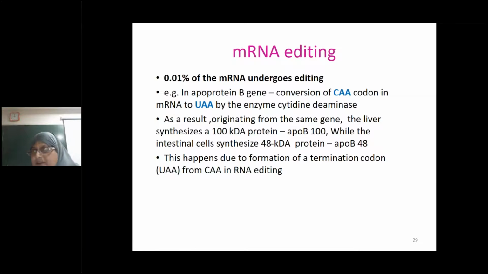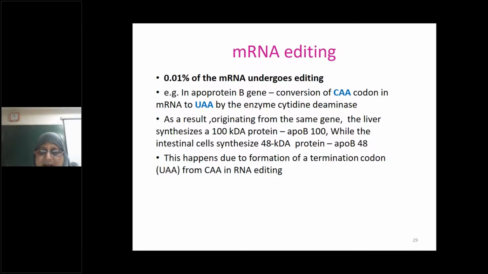Now, messenger RNA is also said to undergo editing. About 0.01% of the mRNA undergoes editing. A very good example is the apoprotein B gene, where the CAA codon that is normally present in that gene in mRNA is converted into UAA by the enzyme cytidine deaminase.